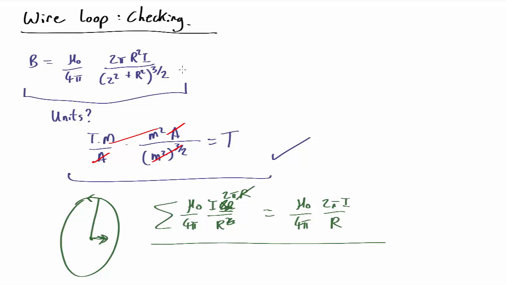How does that compare with this? Well, if we set Z equals 0, that comes out exactly the same. You just get R squared to the 3/2, which is R cubed at the bottom. So you're going to get 1 over R, and everything else matches. So this rather simple limiting case also works. So this is looking plausible.